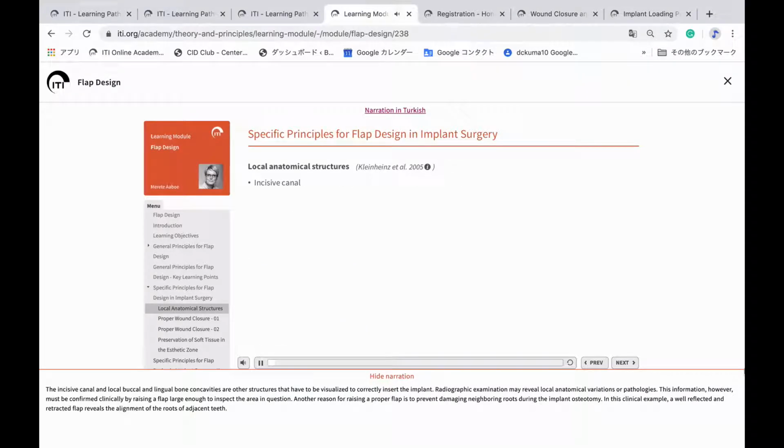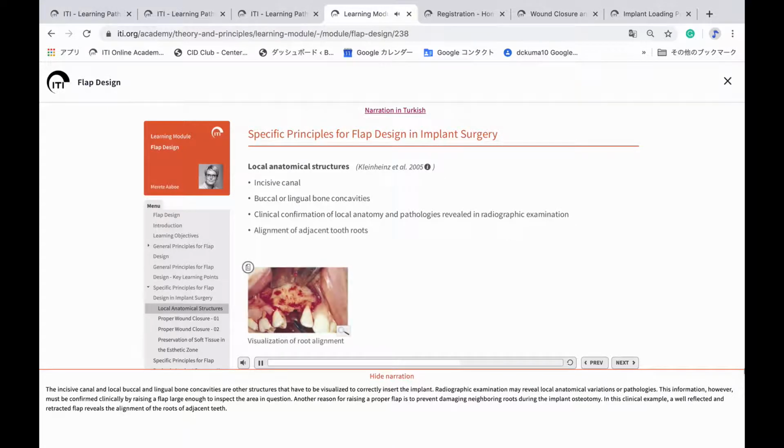The incisive canal and local buccal and lingual bone concavities are other structures that have to be visualized to correctly insert the implant. Radiographic examination may reveal local anatomical variations or pathologies. This information, however, must be confirmed clinically by raising a flap large enough to inspect the area in question.